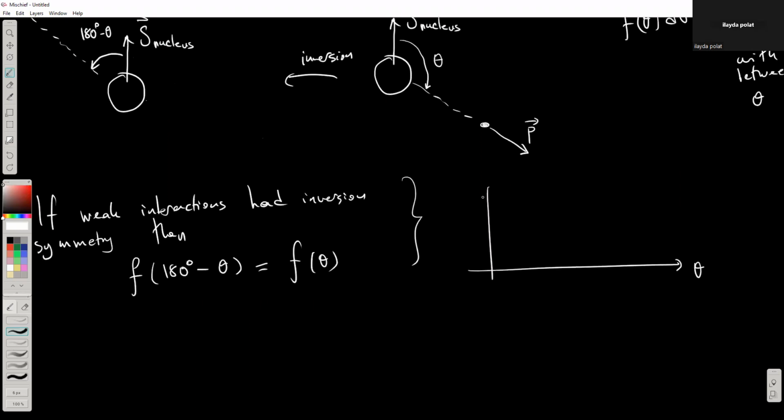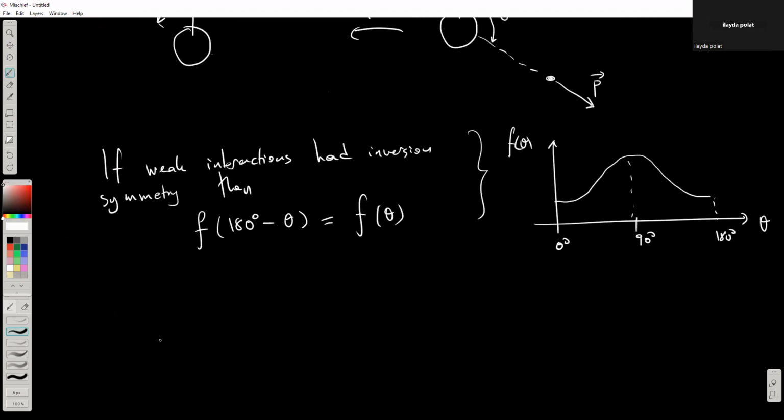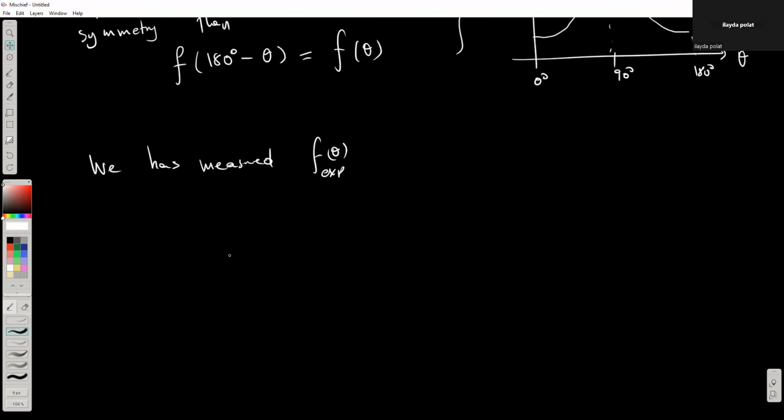Okay. So this would imply that f(theta), as a function of theta, should have a symmetric shape like that, right? I'll try to draw this like this. So this is 180 degrees, there's 90 degrees in here, and this is 0 degrees. It should be symmetric around 90 degrees. I don't know what the actual shape is. Wu has measured f(theta), so that's the experimental one, and the experimental distribution actually does not have that symmetry. Okay?